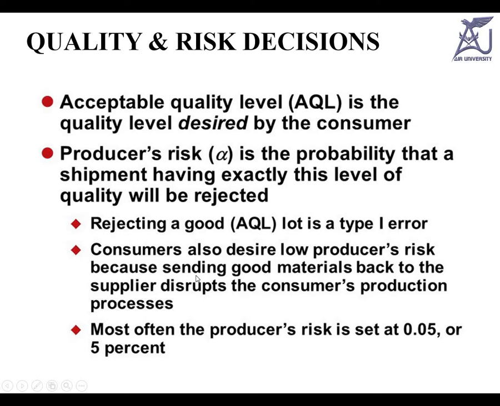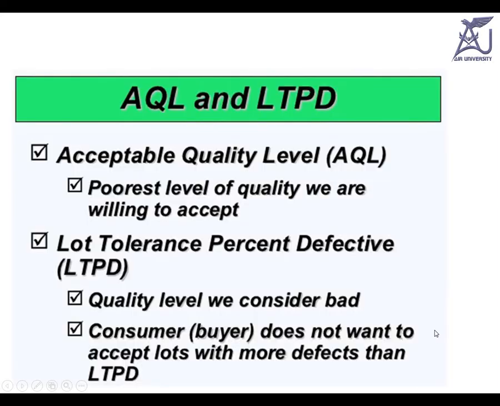Once you are accepting a bad lot, that means you are going to suffer. So the consumer is going to suffer. So if you are having a beta risk, which is the consumer risk, that is the one in which you are accepting a bad lot. Okay. Most often the producer risk is 5% or 0.05, and there is one more term, that is LTPD.